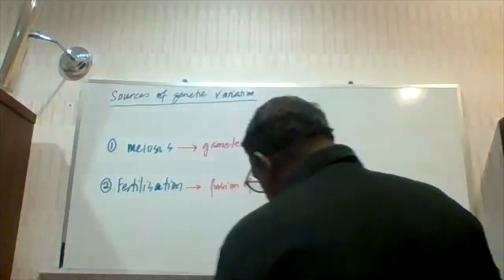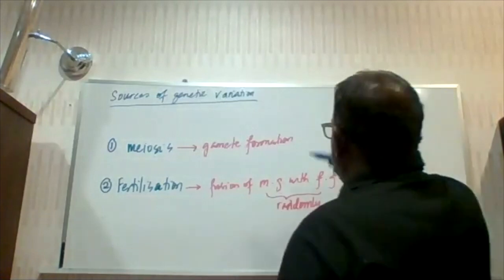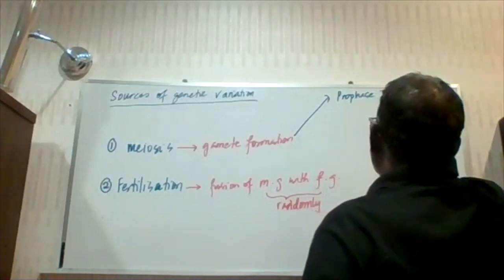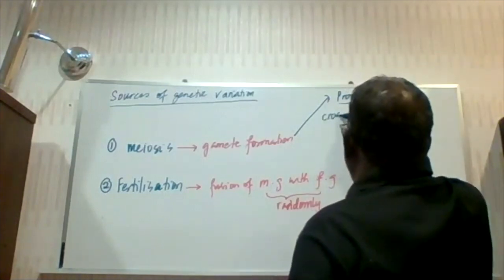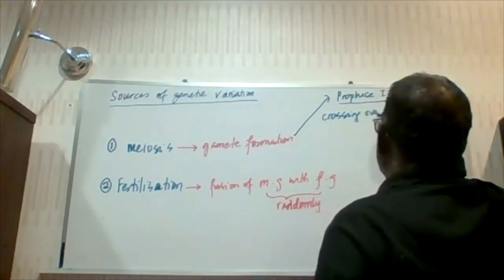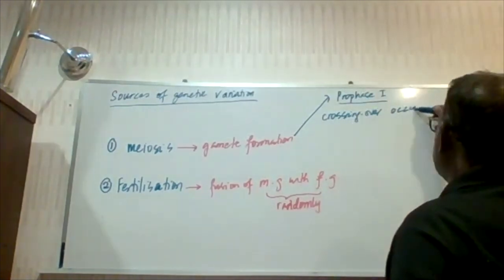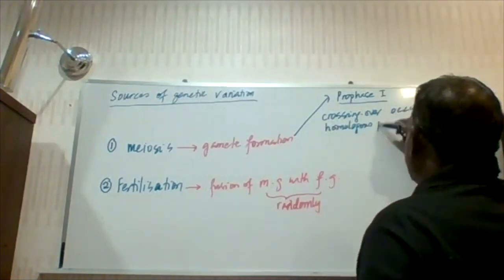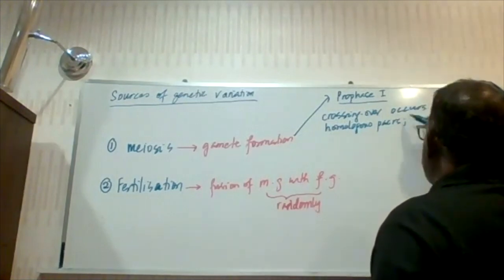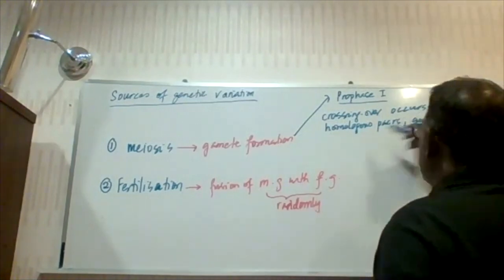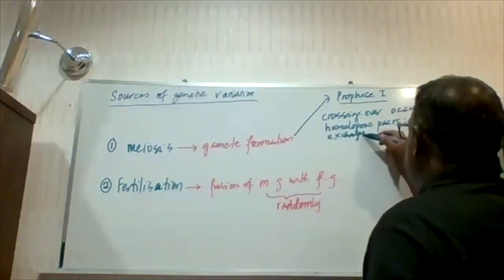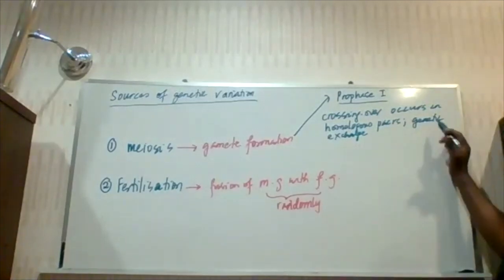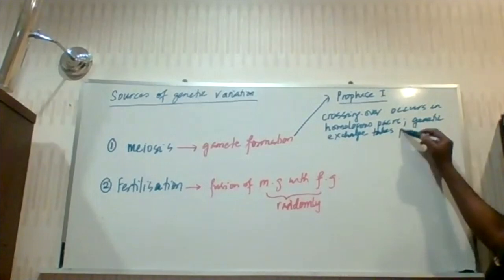Now, what happens during prophase 1? What happens during anaphase 1? During prophase 1, crossing over occurs in homologous pairs. So when crossing over occurs in homologous pairs, genetic exchange takes place. That itself causes the gametes that are formed to be different. That is one.